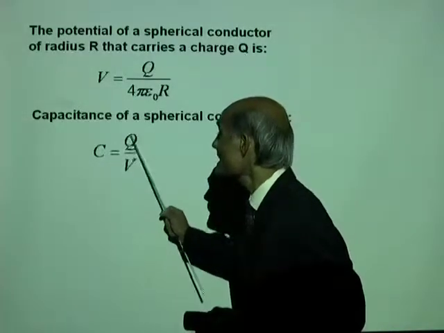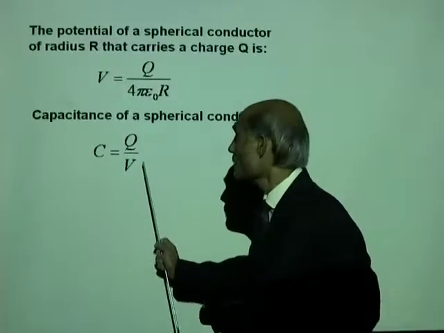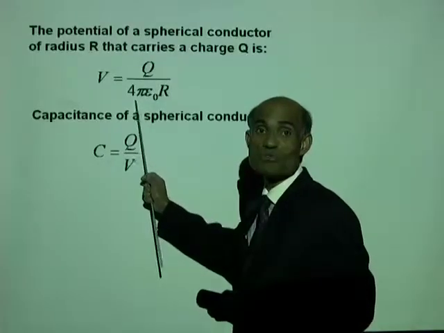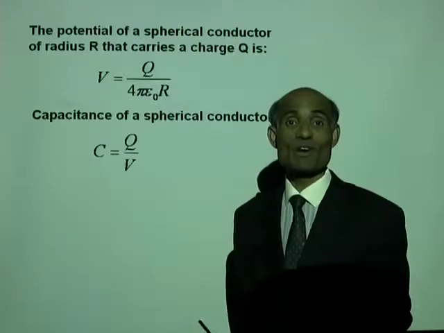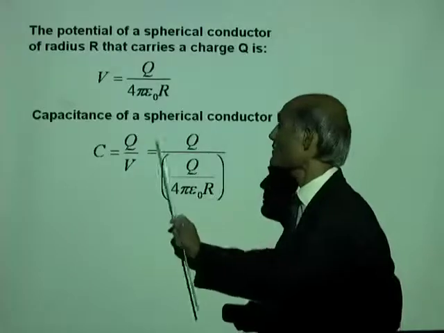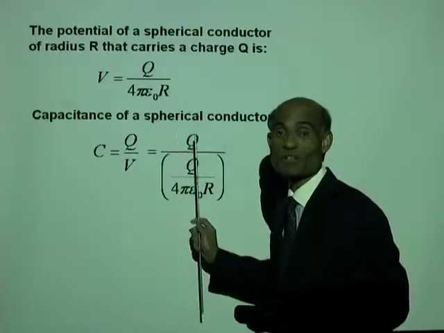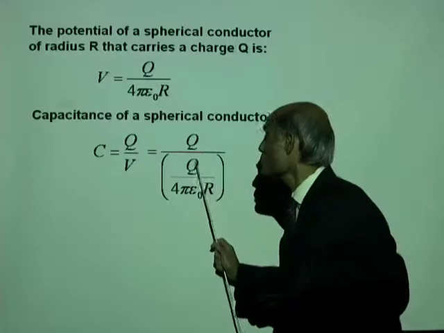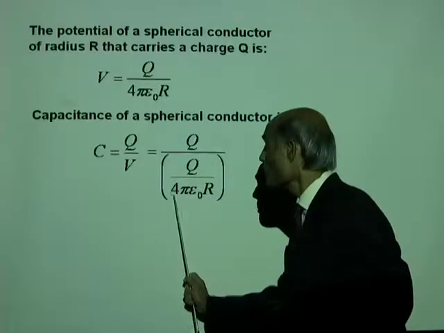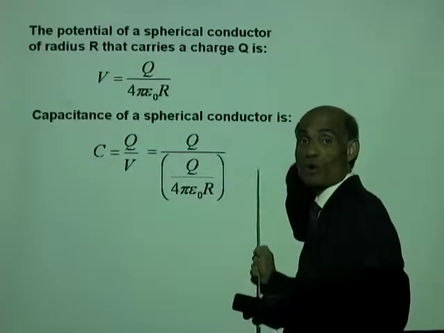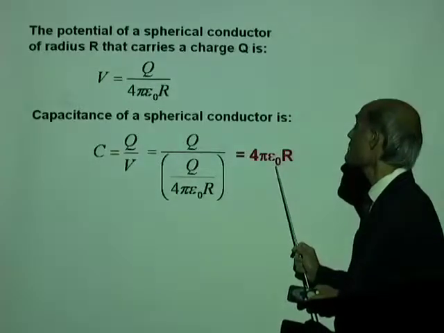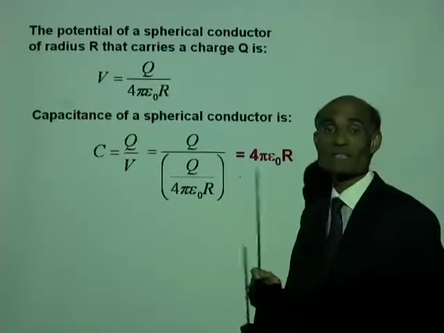So capacitance C equals Q over V. For a spherical conductor, this V equals Q over 4 pi epsilon naught R. Let's replace this V by this quantity. That gives me the capacitance of a spherical conductor as Q divided by Q over 4 pi epsilon naught R. You can see the 4 pi epsilon naught R will go up, Q and Q will cancel. That will be 4 pi epsilon naught R. What does that tell you?